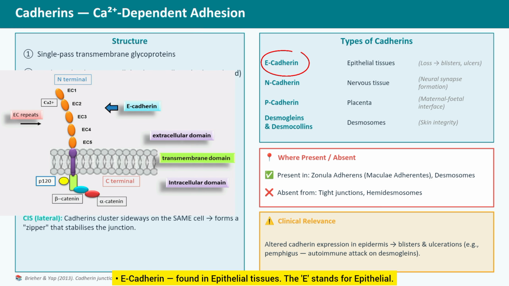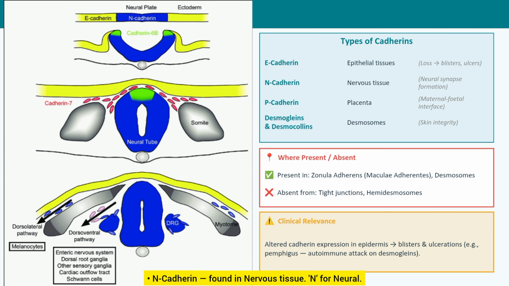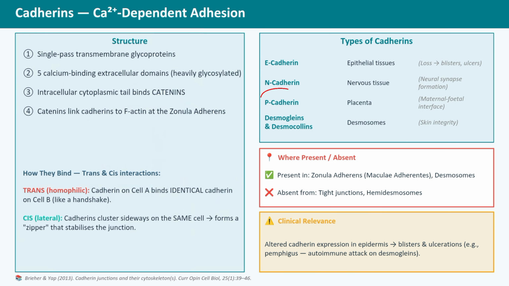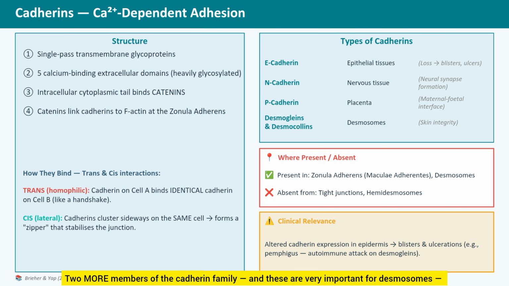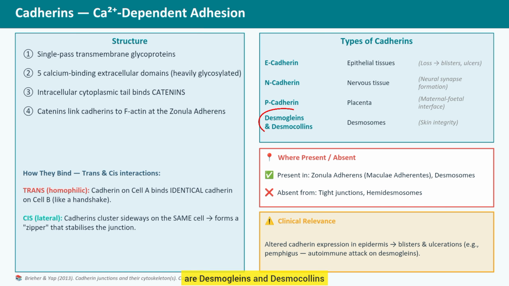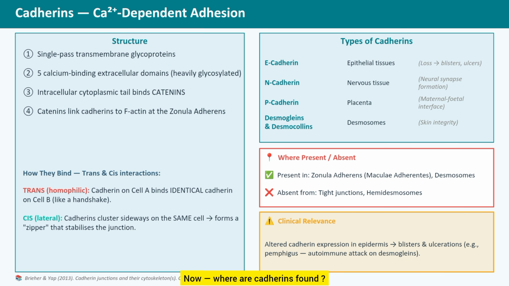E-cadherin, found in epithelial tissues. The E stands for epithelial. N-cadherin, found in nervous tissue. N for neural. P-cadherin, found in the placenta. P for placenta. Two more members of the cadherin family, and these are very important for desmosomes, are desmogleins and desmocollins.